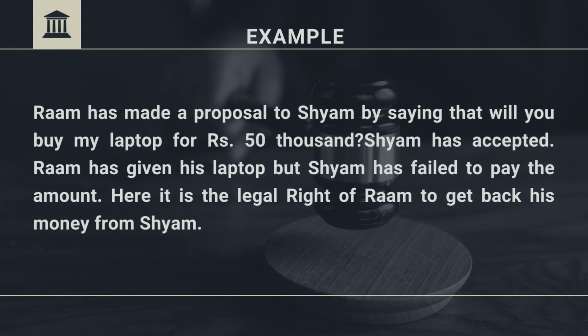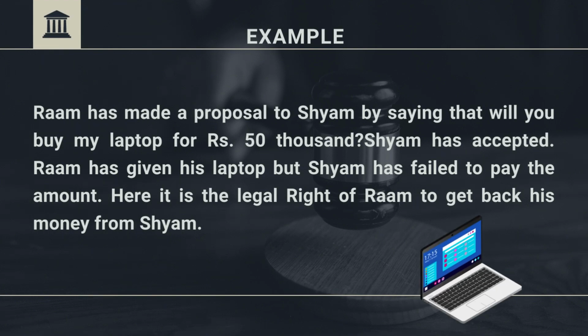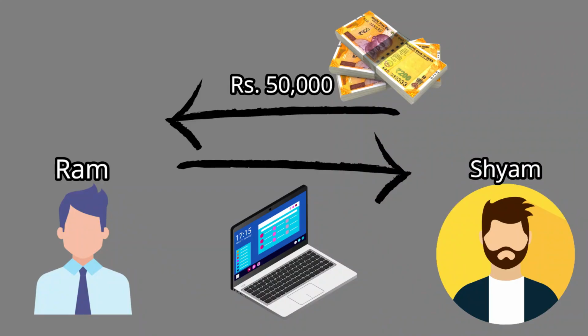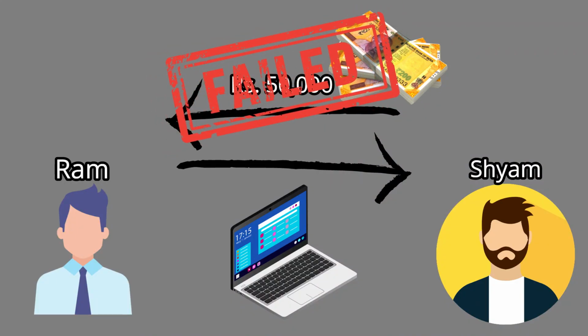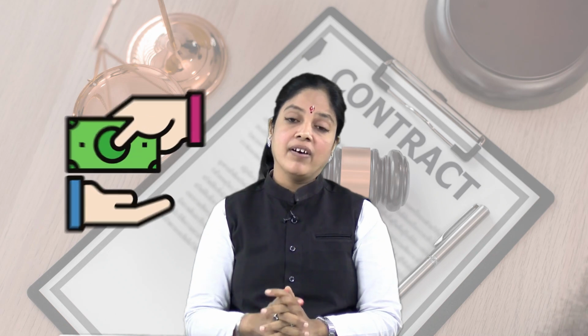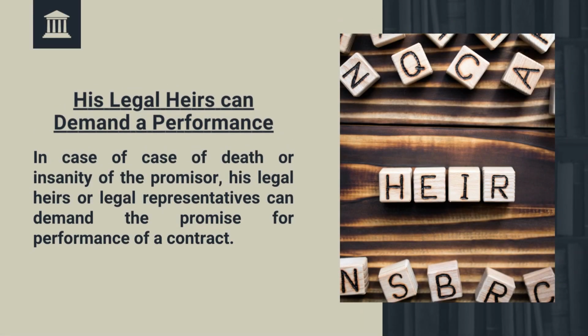Mr. Ram made a proposal to Mr. Shyam saying, Mr. Shyam, will you buy my laptop for 50,000 rupees? Shyam accepted. Ram has given his laptop, but Shyam has failed to pay the amount. When Shyam has failed to pay the amount, it is the right of Mr. Ram to ask him for the amount to be paid to him. Right. Now the legal representatives.